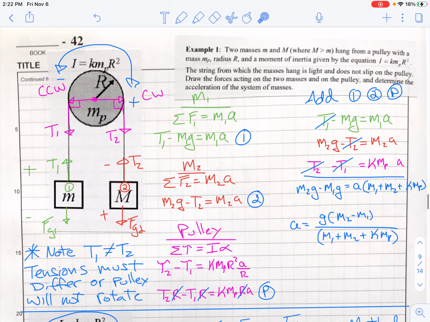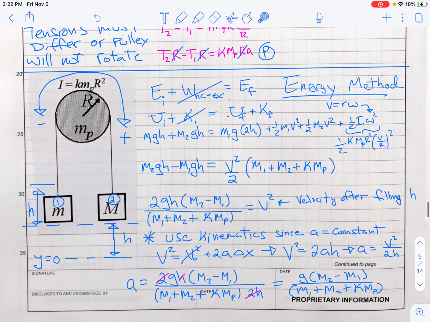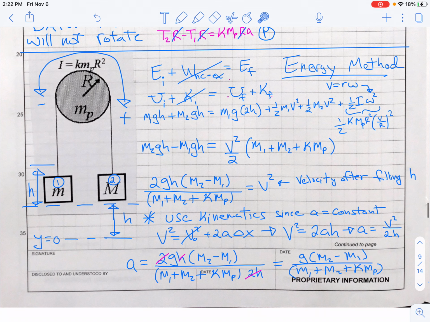Another way of doing this same problem would be with energy methods. This mass drops a distance of h, this mass rises a distance of h, and the mass of the pulley does not change height. So at the beginning, we have the potential energy of these two blocks. I didn't include this pulley because the potential energy of the pulley at the beginning would be the same as the pulley at the end. So I just didn't even include that.